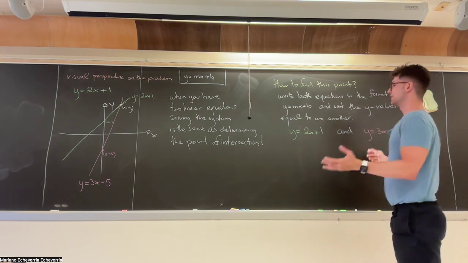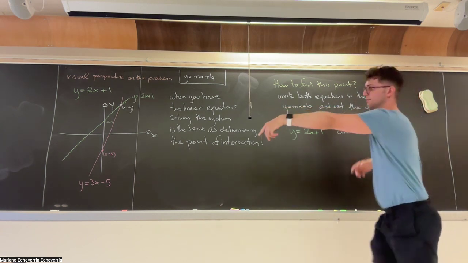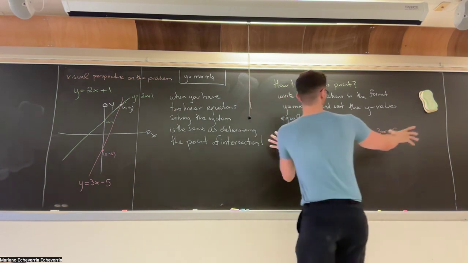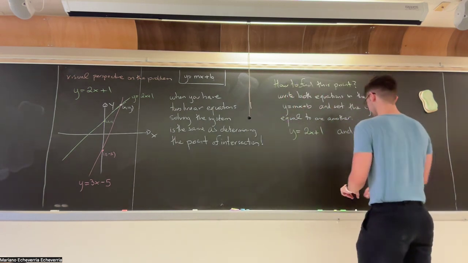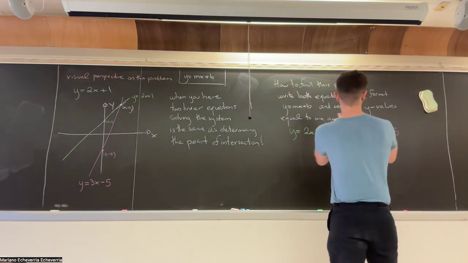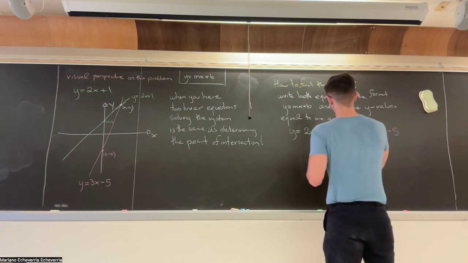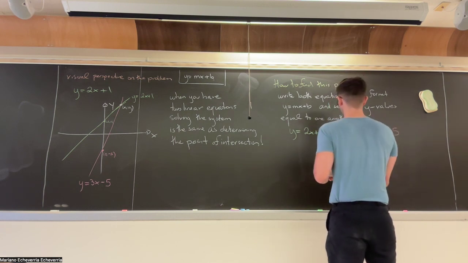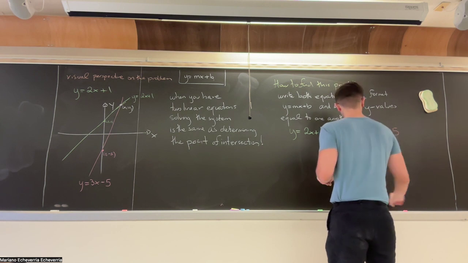So if they are to intersect, their y values must be the same at this point of intersection, so you just take the right hand sides and set them equal to one another. That's the nice thing about writing them both in the same way. So what you set equal is the right hand side of both equations.